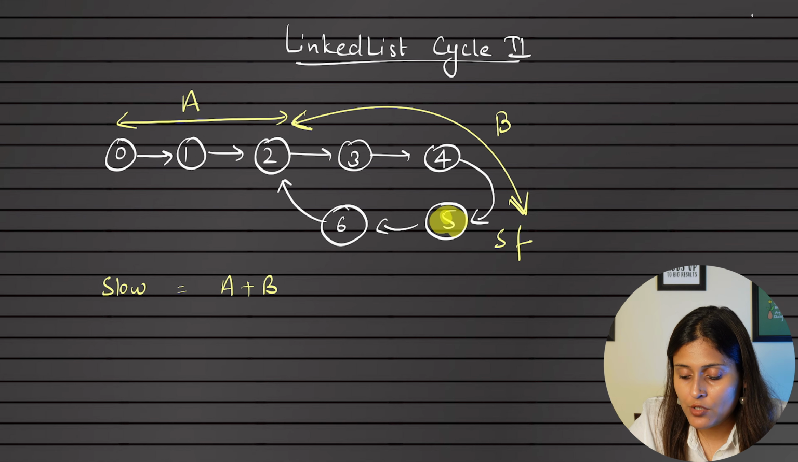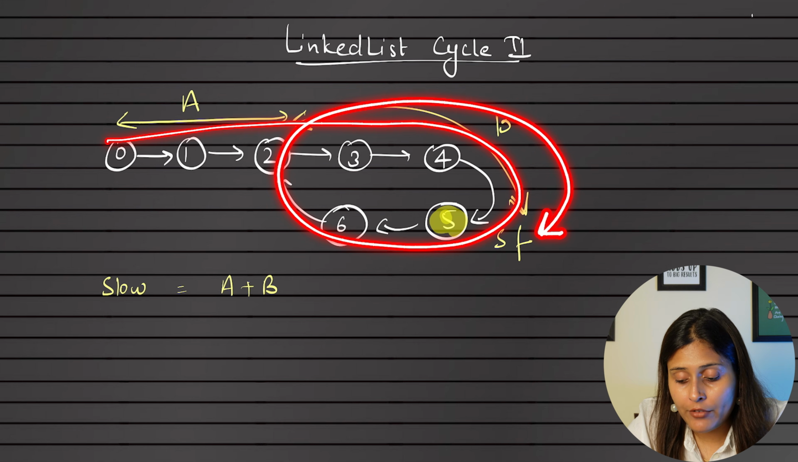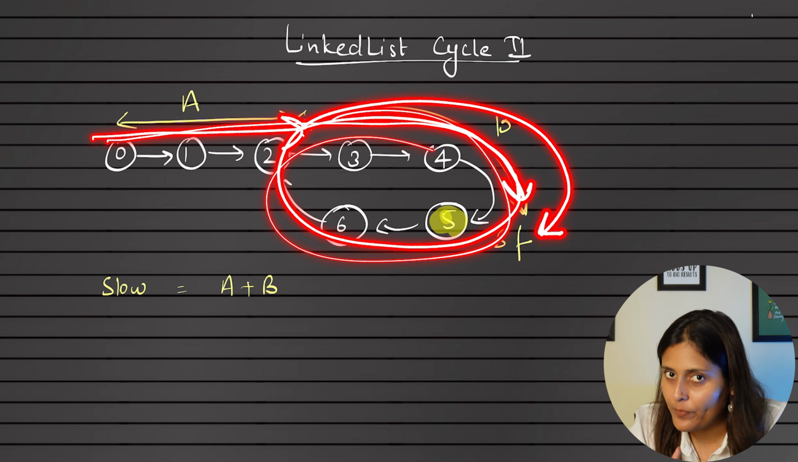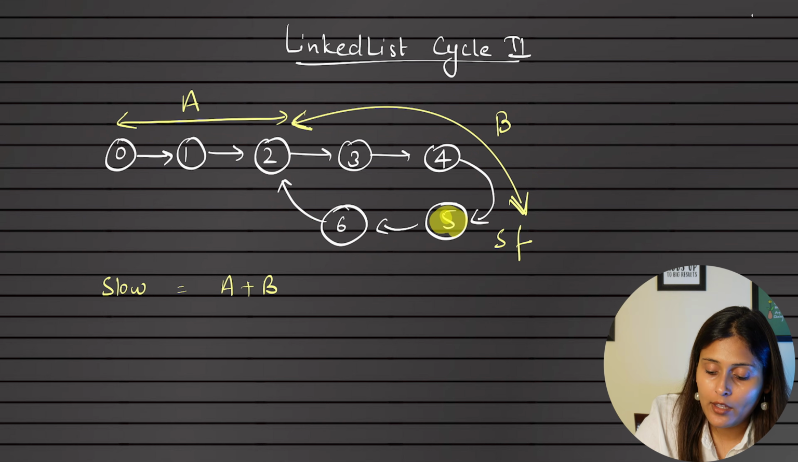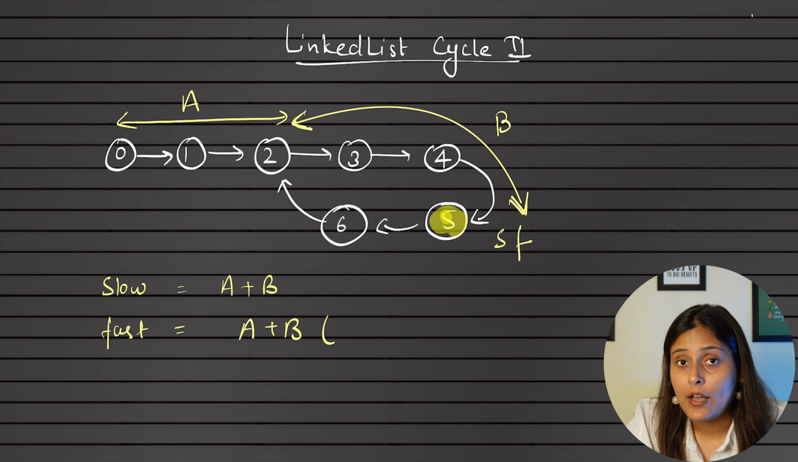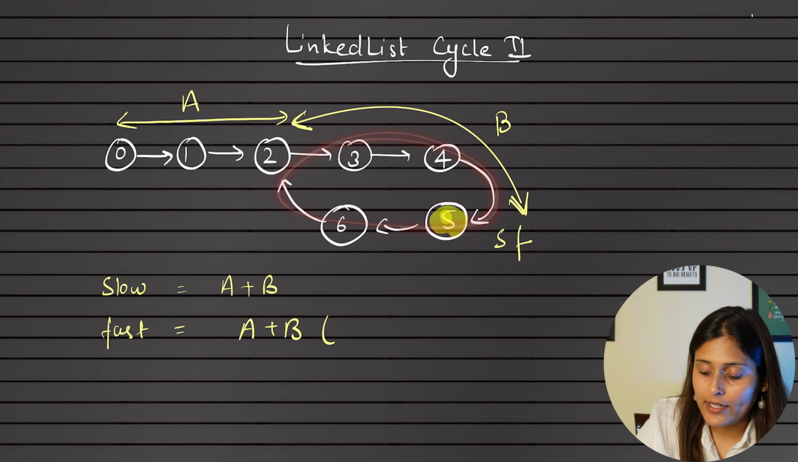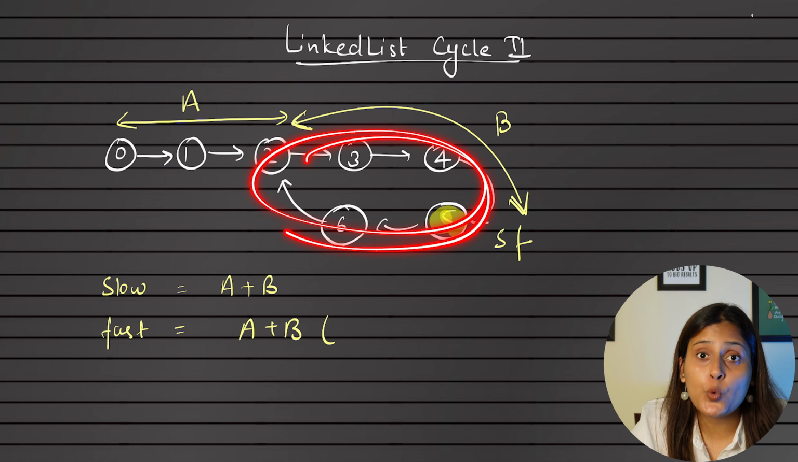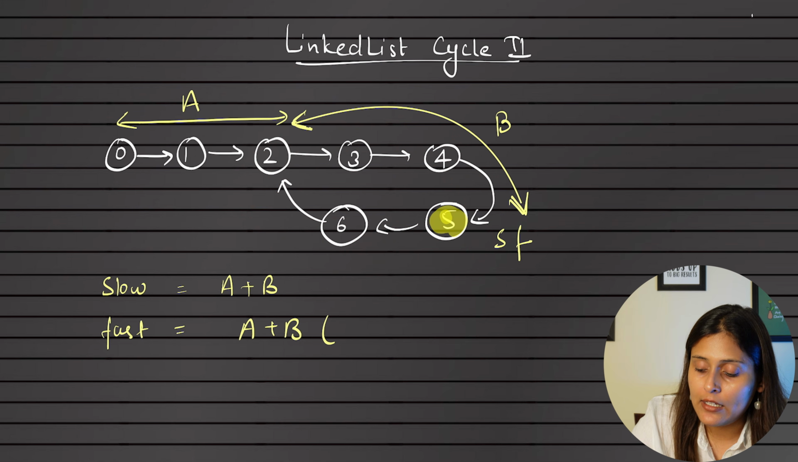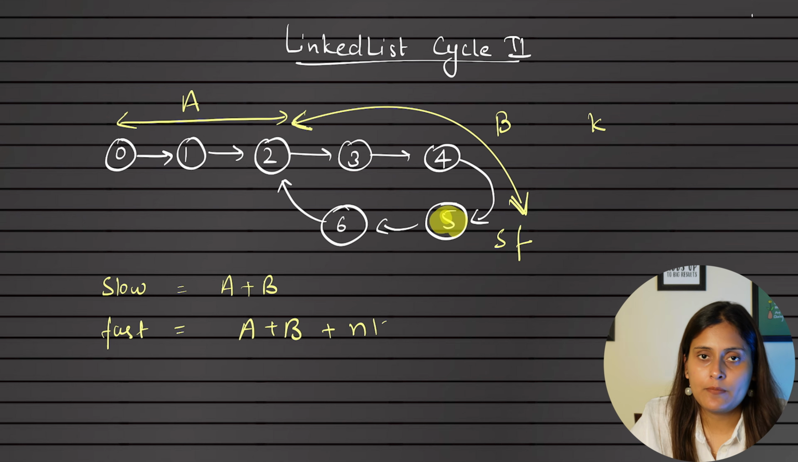If you remember, fast moved like this. Can I say it covered A also, it covered B also, and one cycle also? So fast has covered A plus B and the cycle. It covered the cycle one time, correct? But it could have covered the cycle 2 times, 3 times. So let's say the cycle length is K. So can I say plus n times K?